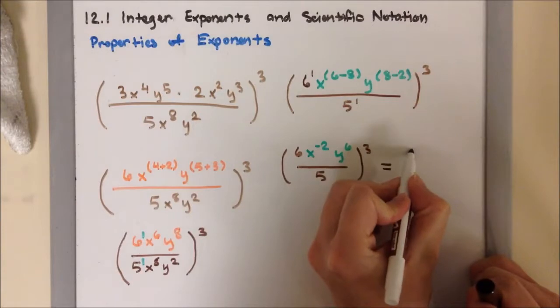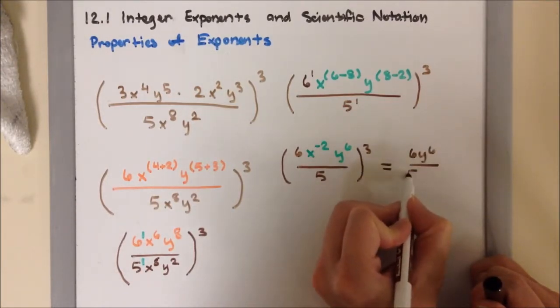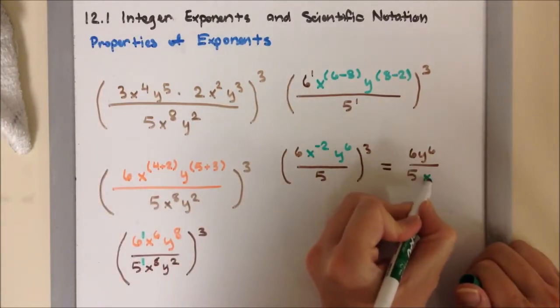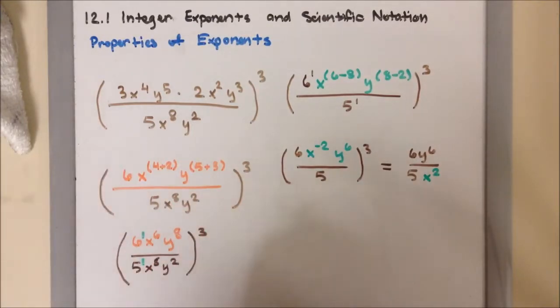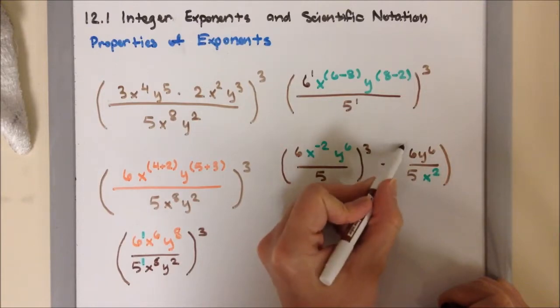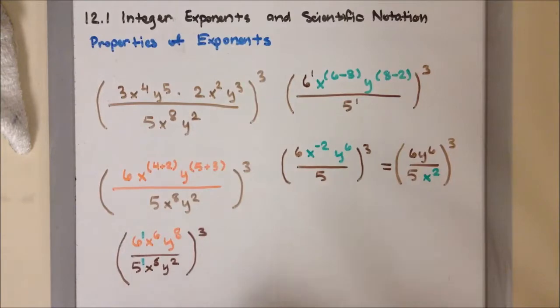So in my numerator, it's going to be 6 y to the sixth power over 5 x to a positive 2 power. So again, I moved x from the top to the bottom, so that way I can convert the exponent from negative to positive.